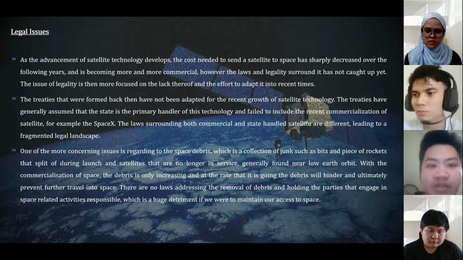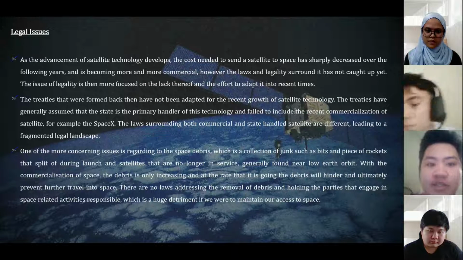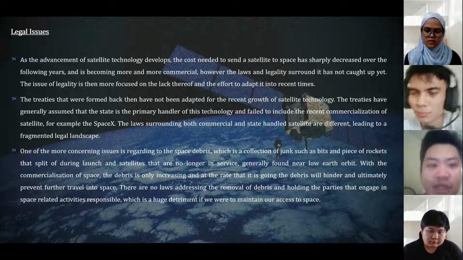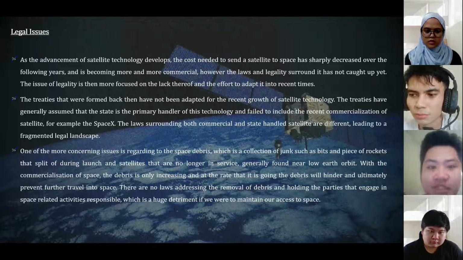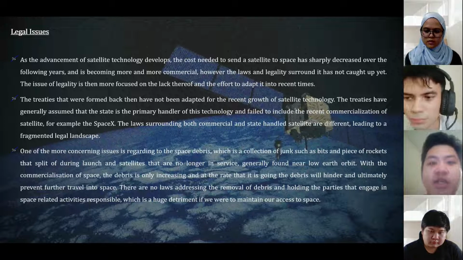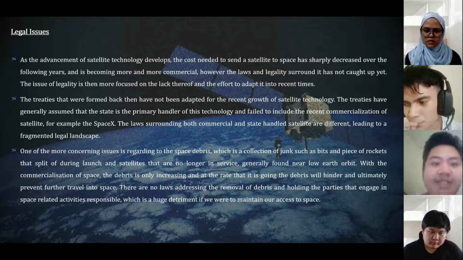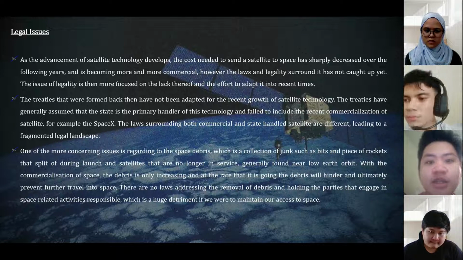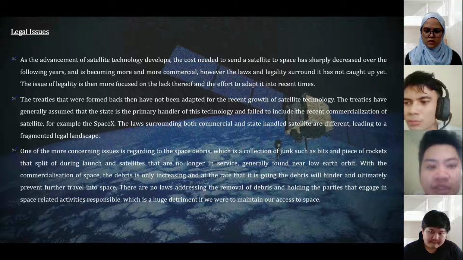One of the more concerning issues is space debris, which is a collection of junk such as bits and pieces of rockets that split off during launch and satellites that are no longer in service. It is generally found in low Earth orbit, around 1,000 kilometers and below 2,000 kilometers altitude. With the commercialization of space, the debris is only increasing, and at the rate it is going, the debris will hinder and ultimately prevent our further travel into space.